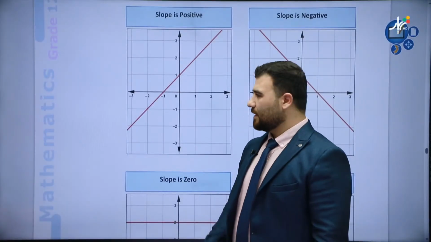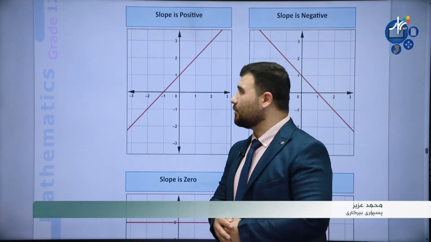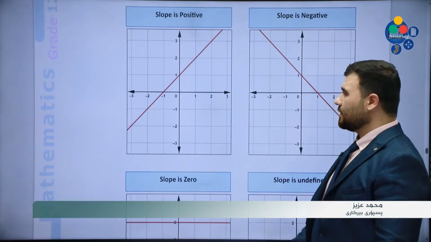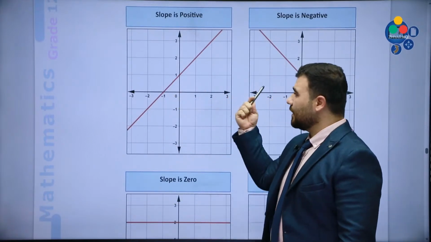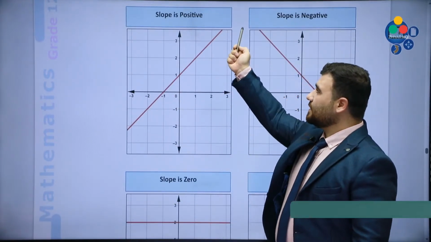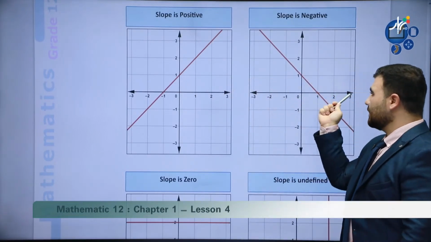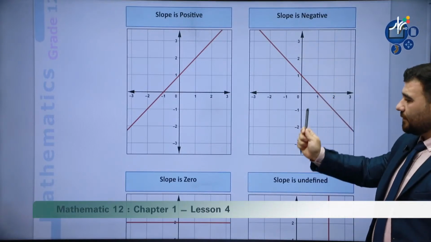Lesson 4. In this session we are going to start section 1.2 in the book. Section 1.2 begins with slope. Slope has 4 cases. The first case, if we look at the graph from left to right, the graph is increasing. This means the slope is positive.